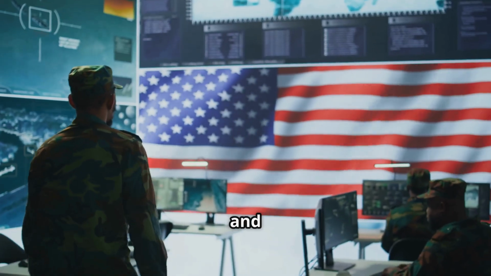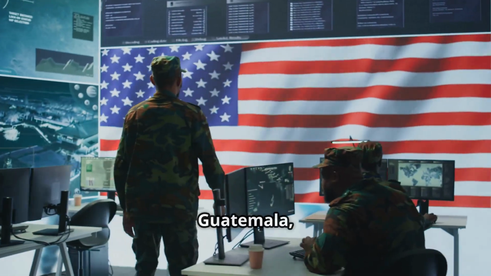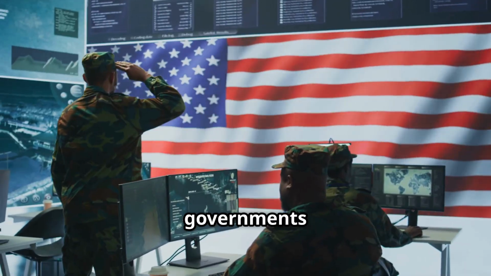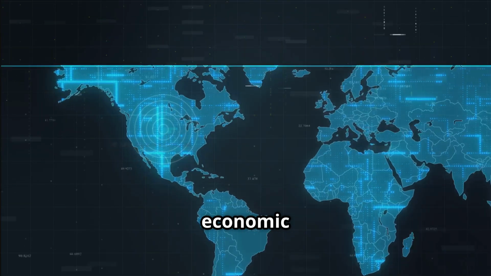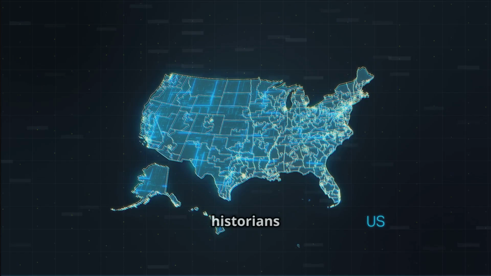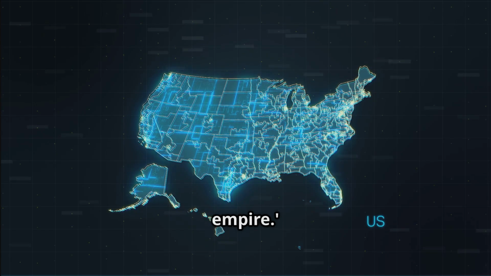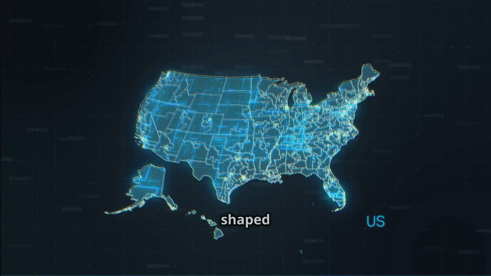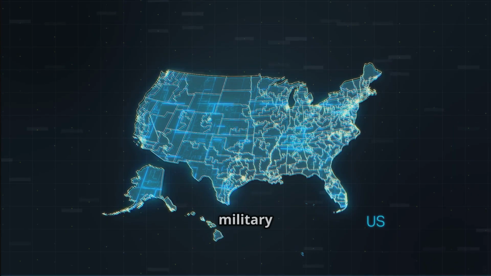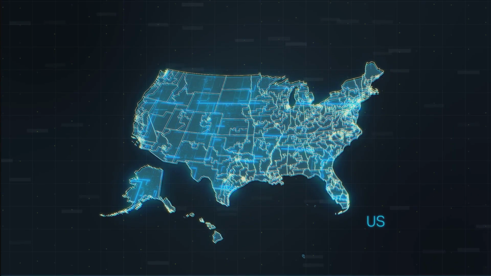It supported coups and regime changes in countries like Iran, Guatemala, and Chile to ensure governments stayed friendly to American interests. Military power combined with economic and cultural influence created what many historians call an informal empire. Instead of ruling colonies directly, the United States shaped the world through alliances, aid, military bases, and soft power.